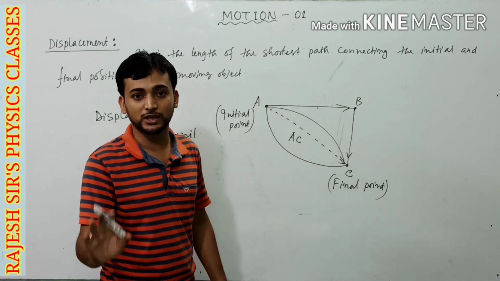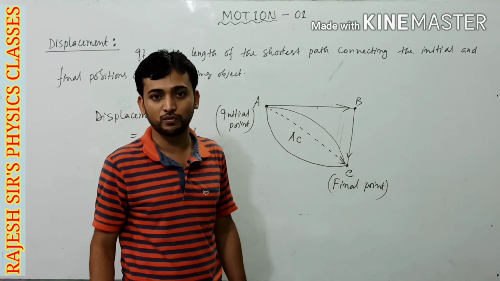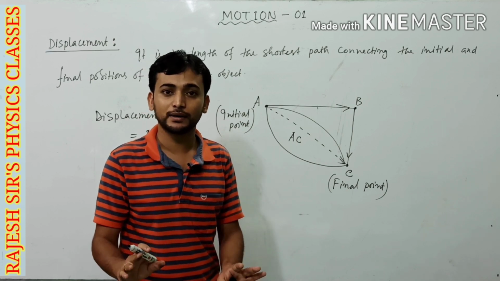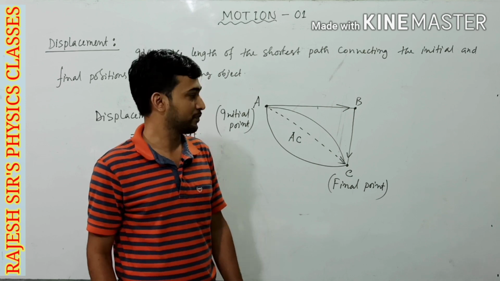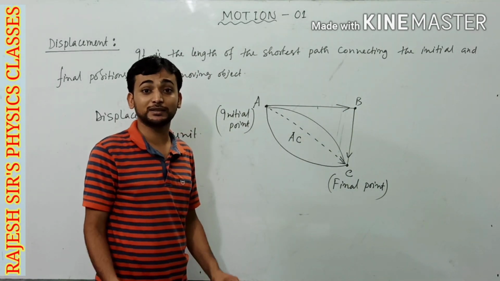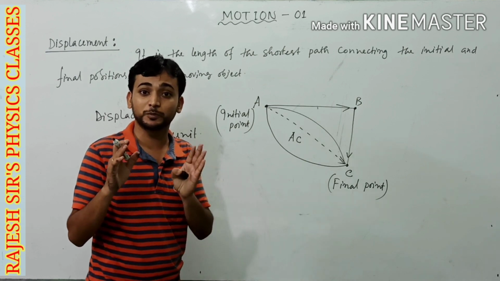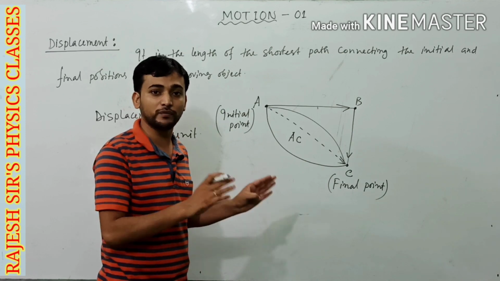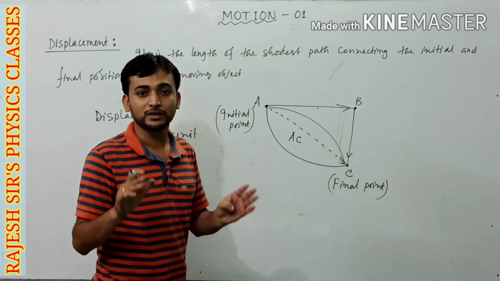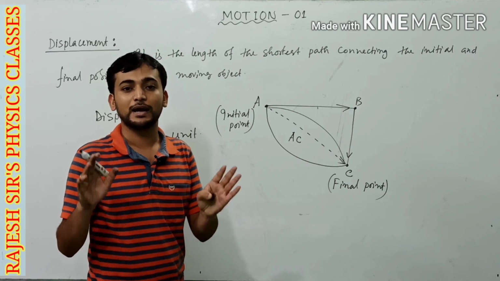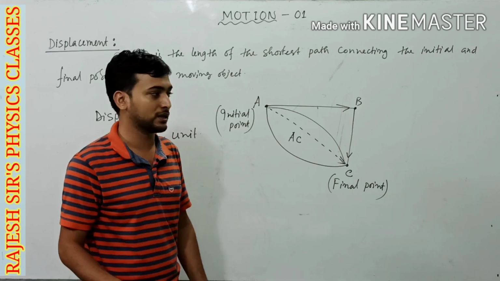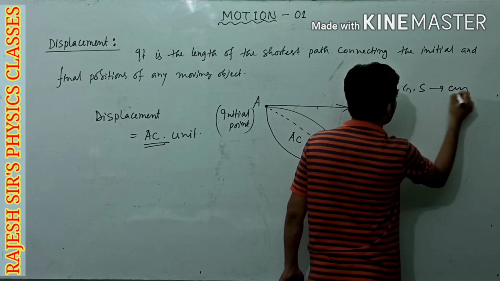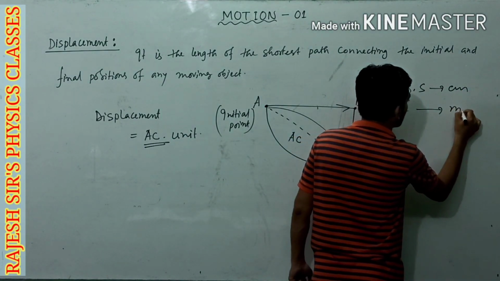Since displacement is a physical quantity, here also we need to use a proper unit to express displacement. Now what will be the unit of displacement? Just like distance, displacement is a special kind of length, that is the length of the shortest path. So the unit of distance and displacement both are equal. CGS unit of displacement is centimeter and SI unit of displacement is meter.